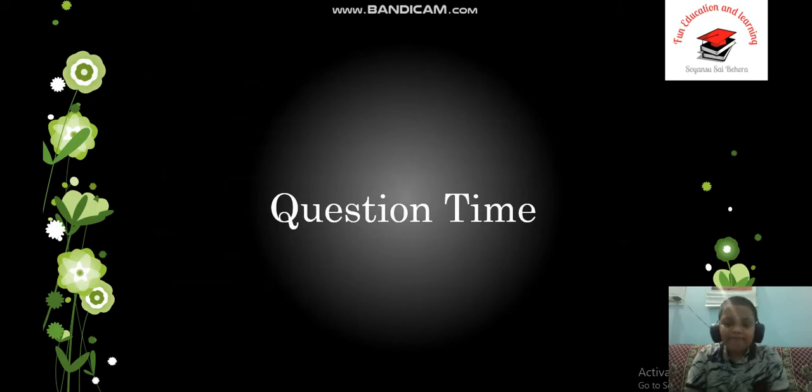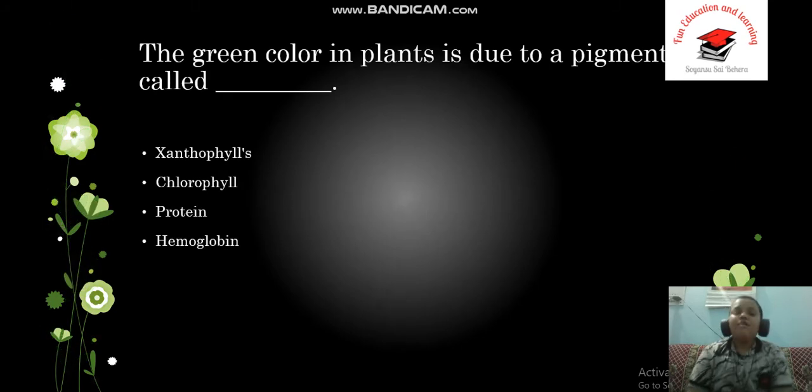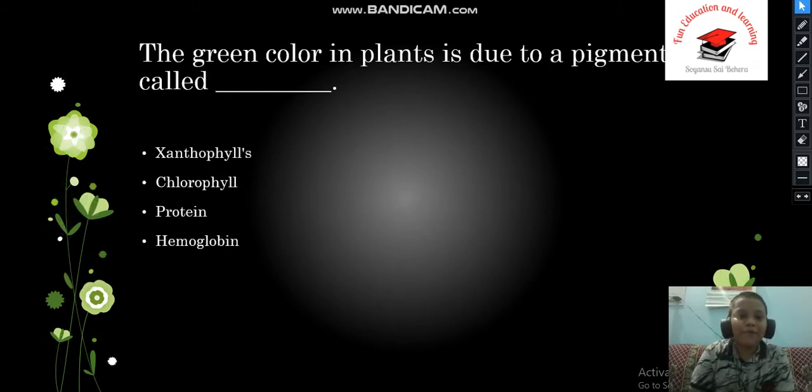Question time. MCQs. First we will do MCQs. The green color in the plant is due to the pigment called chlorophyll. This chlorophyll is green in color.